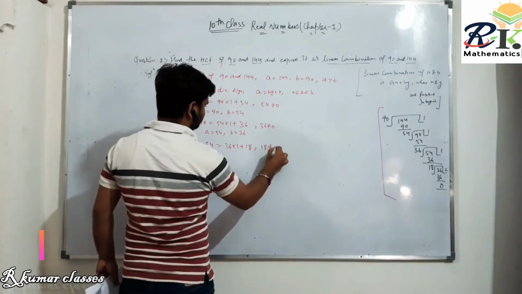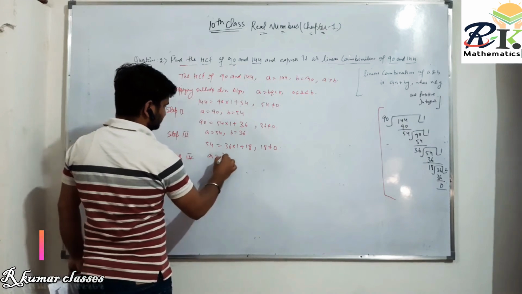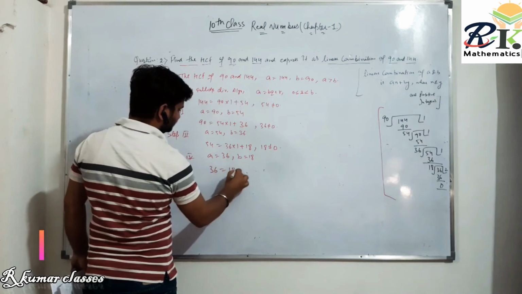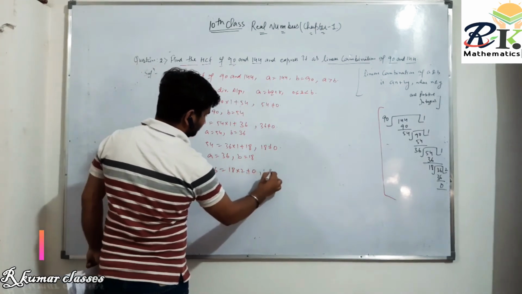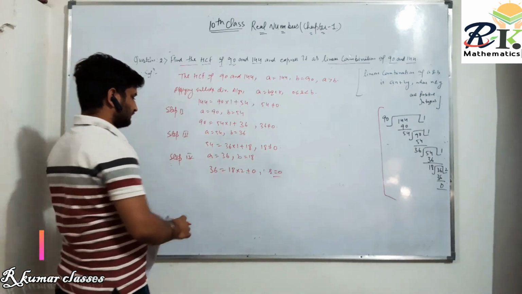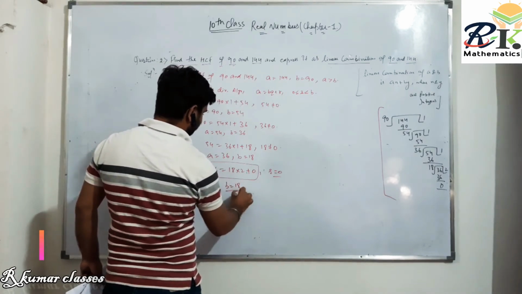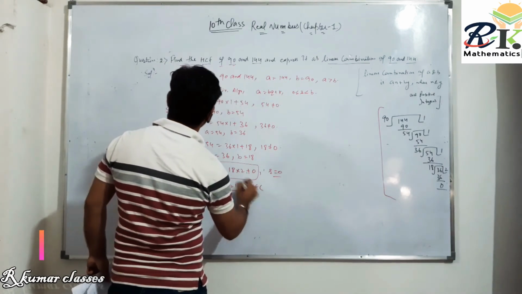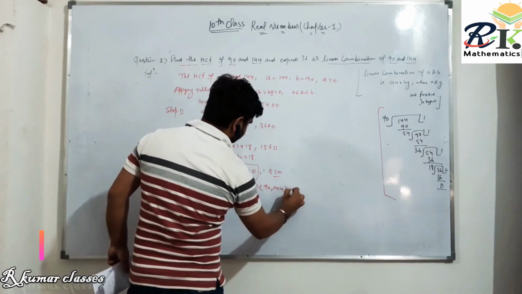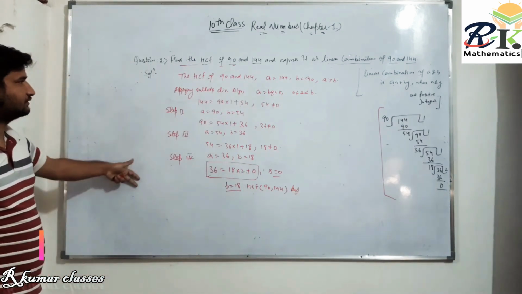So 18 is not 0. Again applying this lemma in step 4. a is 36 and b is 18. So 36 is equal to 18 into 2 plus 0. So r is 0 in the last step, step 4. So remainder is 0. So in the last step, b is 18. b is called the HCF. This is the HCF of 90 and 144. So 18 is the HCF. This is the first answer of this part.